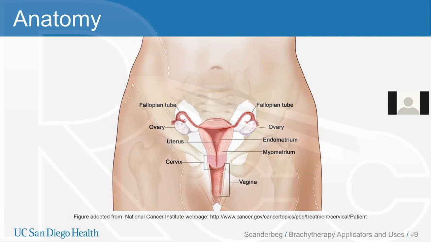Again, I mentioned the dilation. So it's important to look at the type of applicator that you're going to be using and look at the different tandem options. Some of the tandems will have a much narrower diameter and some larger, and so that will lead to more dilation being needed if it's a larger diameter. Those are all things to consider when starting your program.